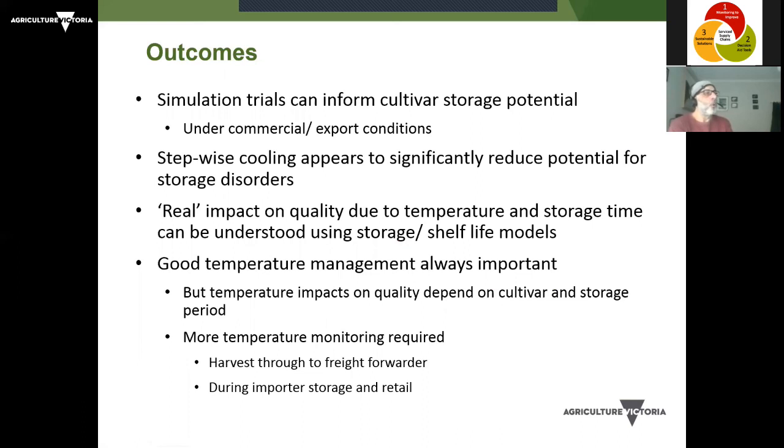And it could be an important process that can be implemented by the grower to reduce that potential, particularly for sea freight export. Then we've looked at the real impact on quality as a result of different temperatures and storage durations, and they can be understood using these storage and shelf life models and these calculators. But saying all that, good temperature management obviously is very important, but the temperature impacts on quality depend on the cultivar and the storage period.